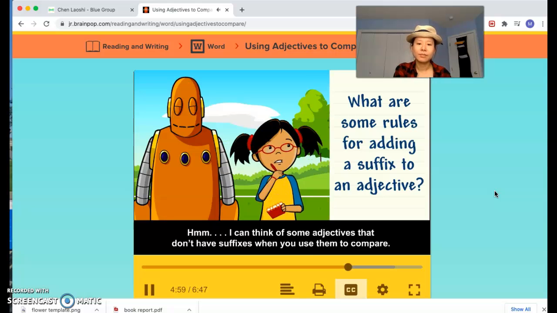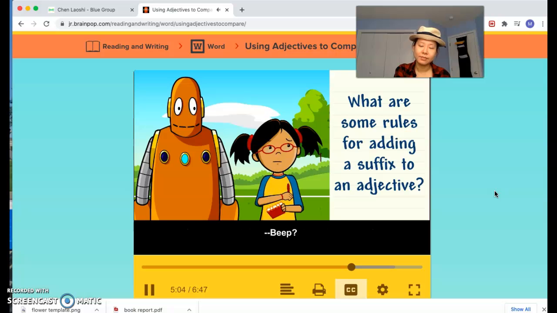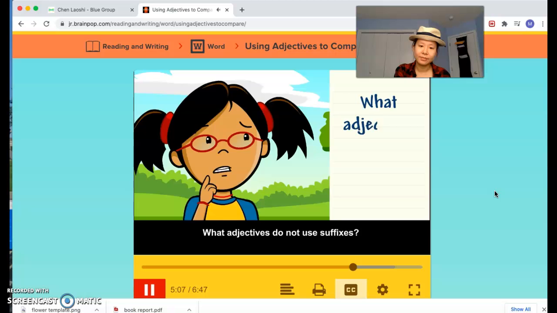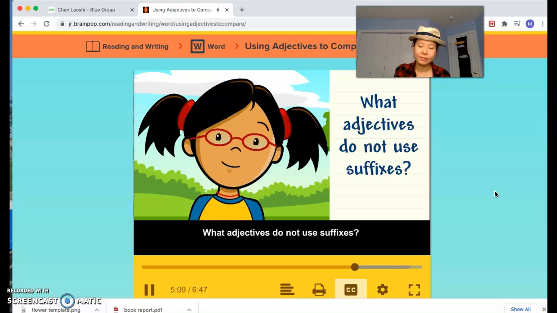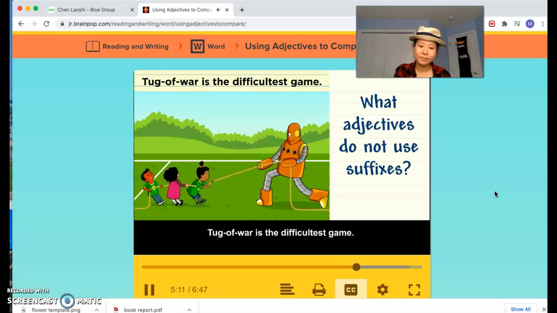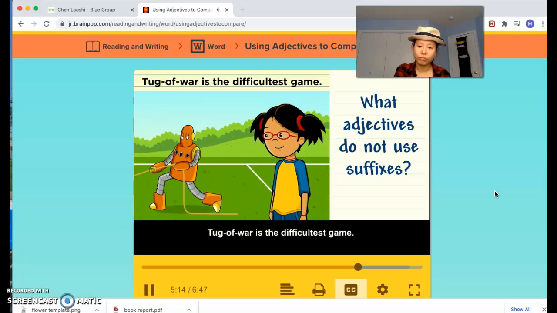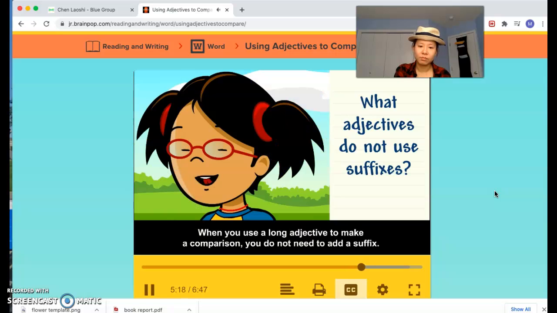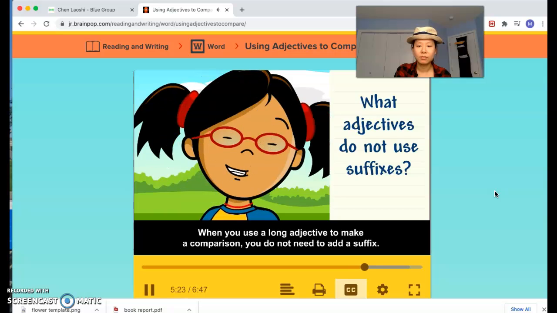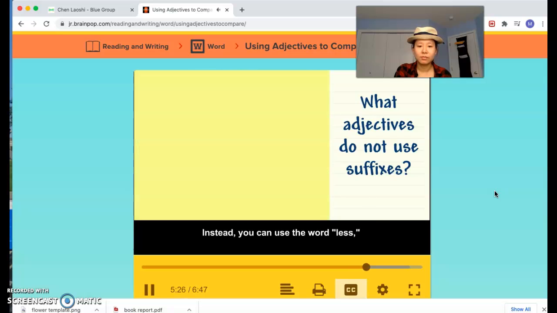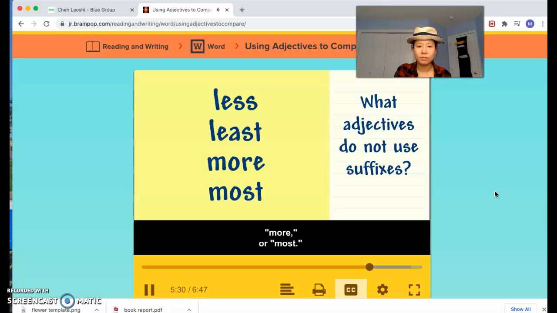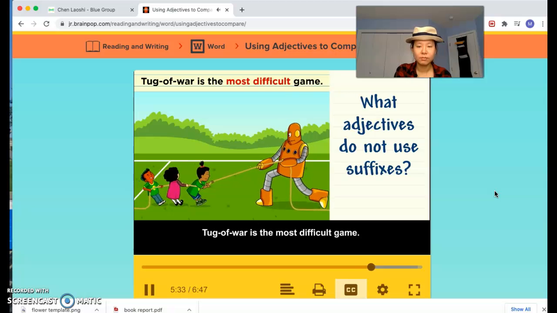I can think of some adjectives that don't have suffixes when you use them to compare. What adjectives do not use suffixes? Tug of war is the difficultest game. You're right, Moby. When you use a long adjective to make a comparison, you do not need to add a suffix. Instead, you can use the word less, least, more, or most. Tug of war is the most difficult game.